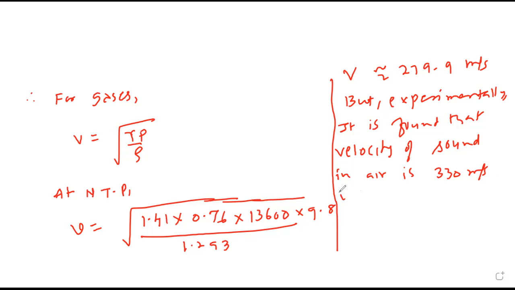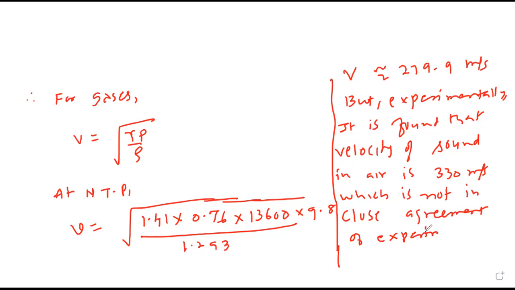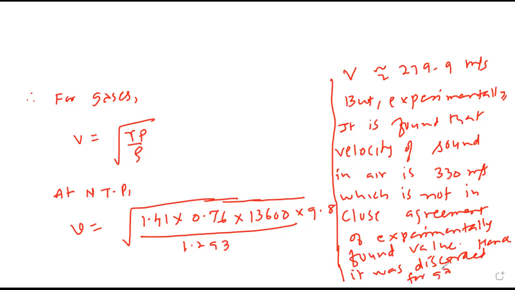It's 330 meter per second, which is not in close agreement with the experimentally found value. Hence, it was discarded for gases. Because the answer should come around 340. He proved it is 279.9. What mistake did he make? He told it is slow process, but actually it is not slow, it is fast process. Yes, complete.